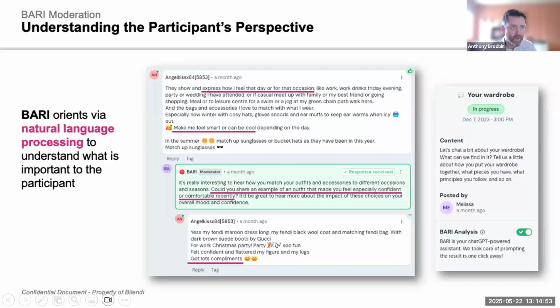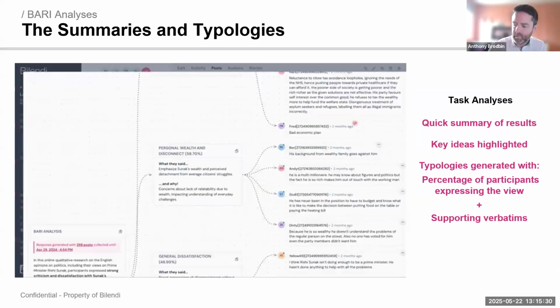So same question, same study here about your wardrobe. Angel Kisses said, clothes show and express how I feel that day or for that occasion. They make me feel smart or can be cool. Again, amongst all sorts of other bits of information. And Barry's identified that there's an emotional connection here, and that's what's relevant to Angel Kisses. So Barry said, could you share an example of an outfit that made you feel especially confident or comfortable recently? So it's about your objectives, but it's also about the flexibility to see what comes up from the participant and to go in that direction as and when it's appropriate, which is what's important in moderation.